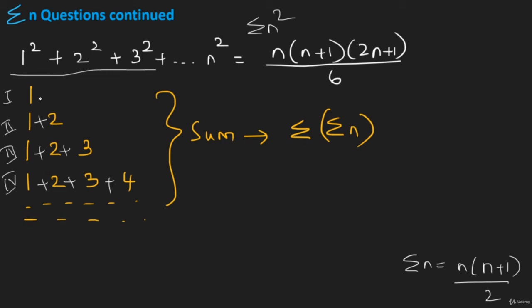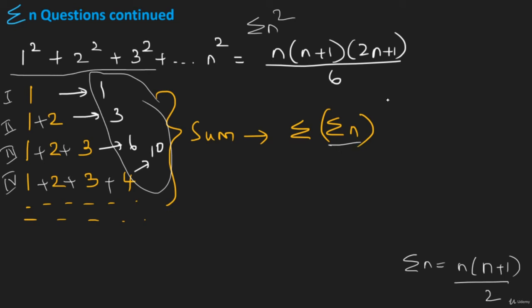Because what is this? This is nothing but 1 plus 2 is 3, 1 plus 2 plus 3 is 6, 1 plus 2 plus 3 plus 4 is 10, and we know that 1, 3, 6, 10, etc. is part of the sigma n series. Now because we need to find the sum of these numbers, it's a sigma of sigma n type question. Now we know that sigma n is nothing but n into n plus 1 by 2. So let me replace that over here.